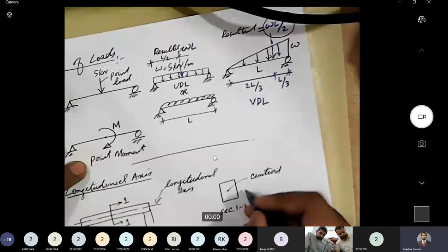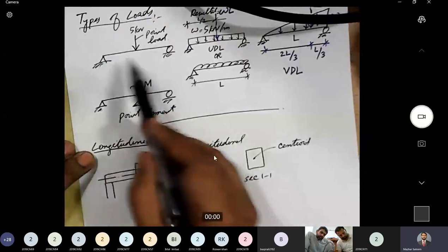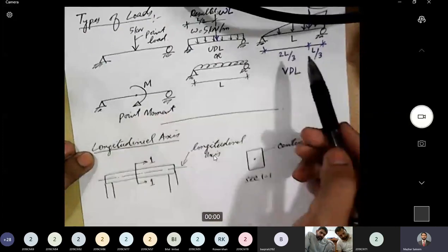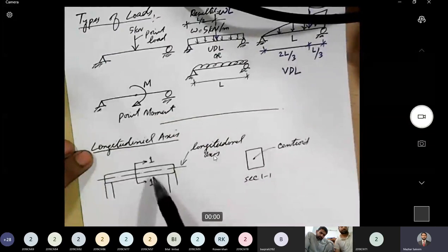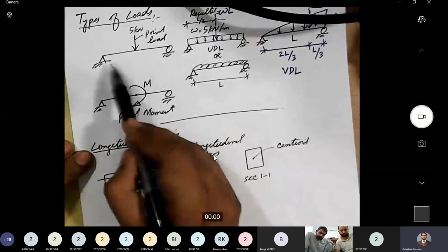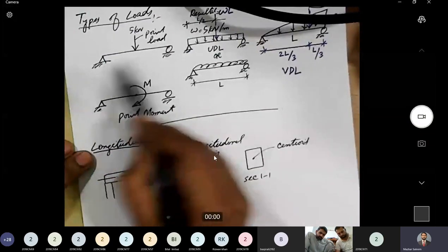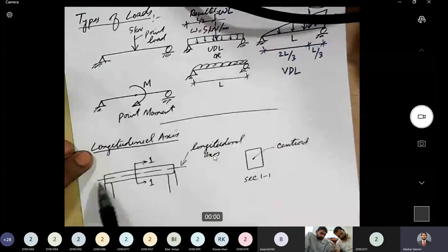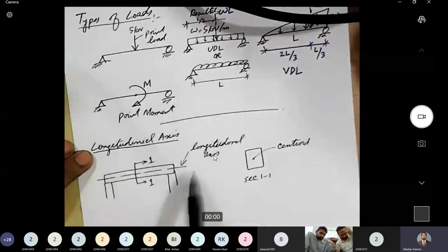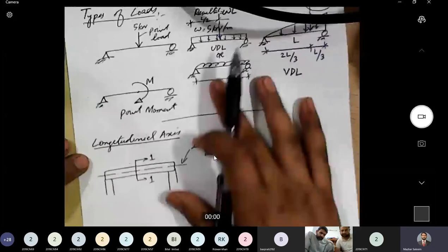Whenever we solve the members, we solve the beams, we normally just draw the longitudinal axis of the member. For example, in several of the cases you have already seen that I did not draw the entire thickness or entire depth of the beam. I just drew the longitudinal axis of the member. So this is a term that we will be using frequently. You should be clear that this is the longitudinal axis of the member.